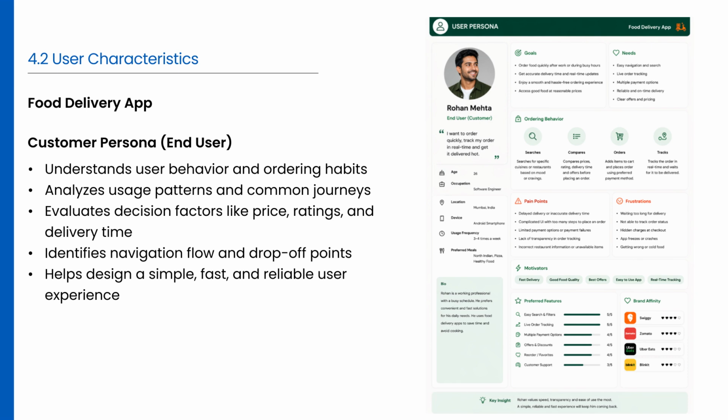This customer persona focuses on understanding how users interact with the food ordering experience within the app. It helps us identify key behaviors, preferences, and decision-making patterns that influence how users place orders. We analyze not just what users do, but why they do it, looking at their expectations, pain points, and trust factors throughout the journey. By studying these aspects, we can design an experience that is intuitive, efficient, and reliable, ultimately reducing friction and improving overall user satisfaction.